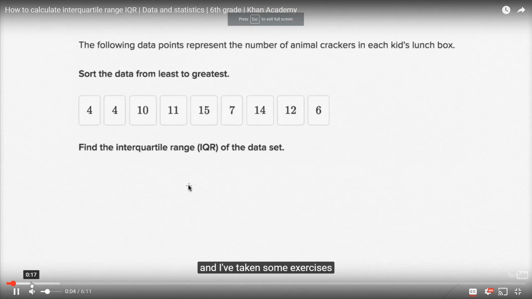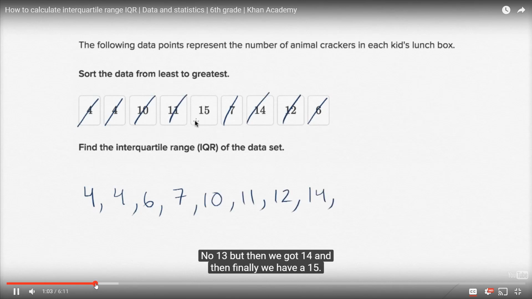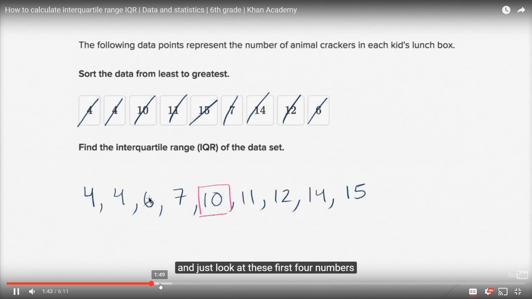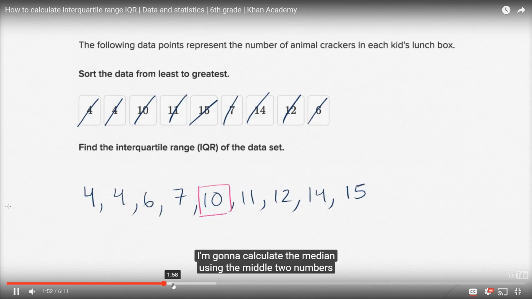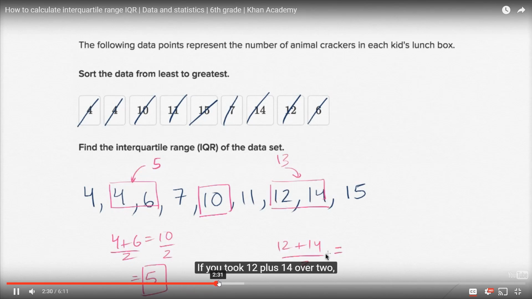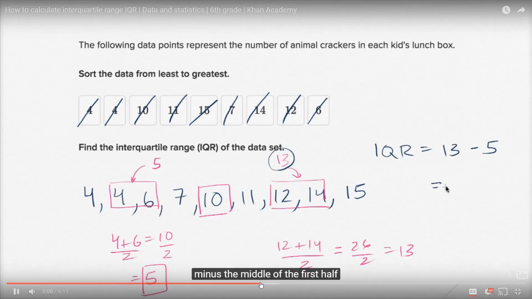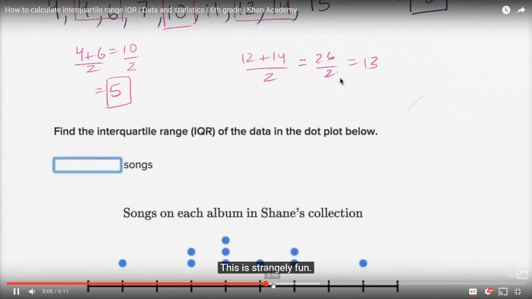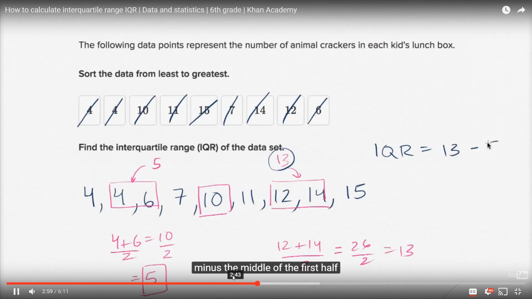Look at these first 4 numbers. Since I have an even number of numbers, I'm going to calculate the median using the middle 2 numbers. I'm going to take their average. The average of 4 and 6, halfway between 4 and 6, is 5. The interquartile range is the middle of the second half minus the middle of the first half.